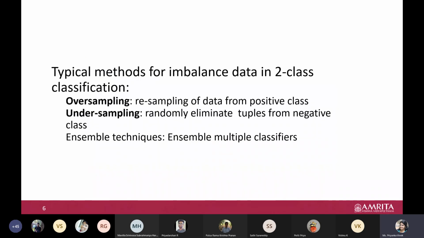Now, oversampling is about resampling data from the positive class. Undersampling is eliminating from the negative class. Positive is your minority class. So when you eliminate tuples from the negative class, that is your majority class.